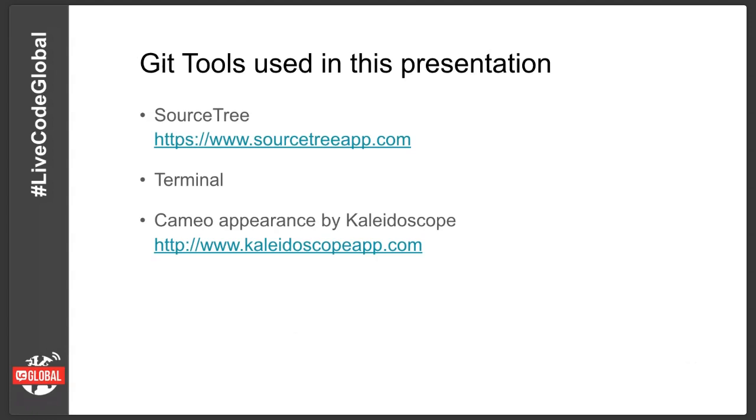The reason I'm showing it to you is just to demonstrate that when you start using Git, you get access to this whole world of tools that you can use to help improve the quality of your applications and to help you as you develop. So Kaleidoscope is just an example of that.